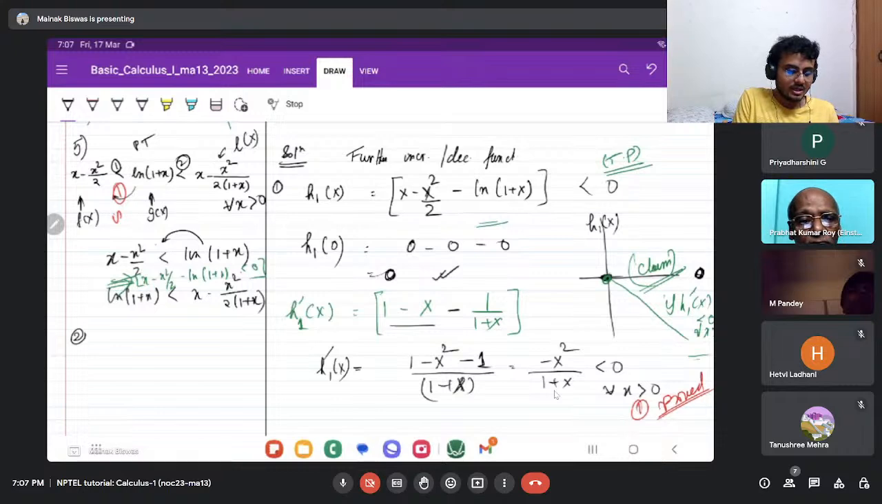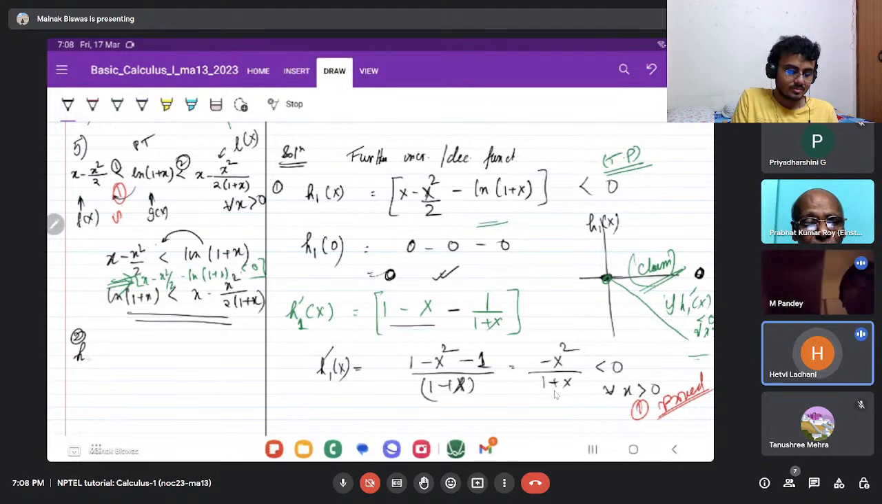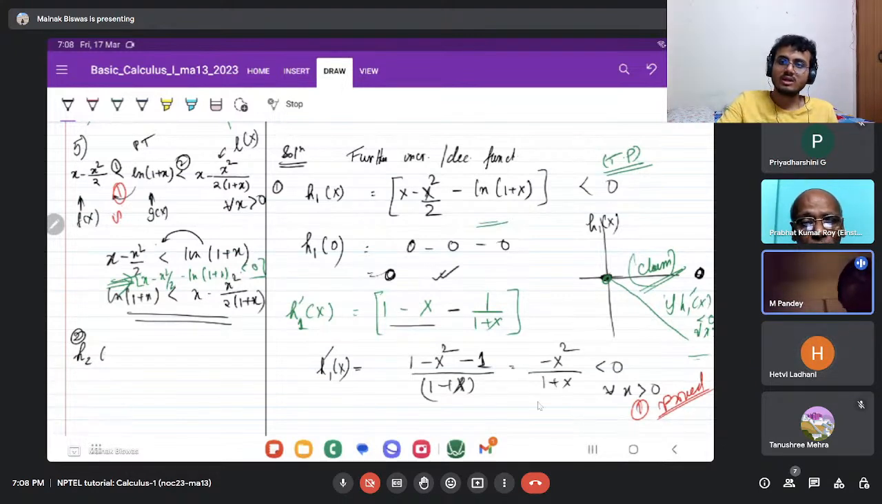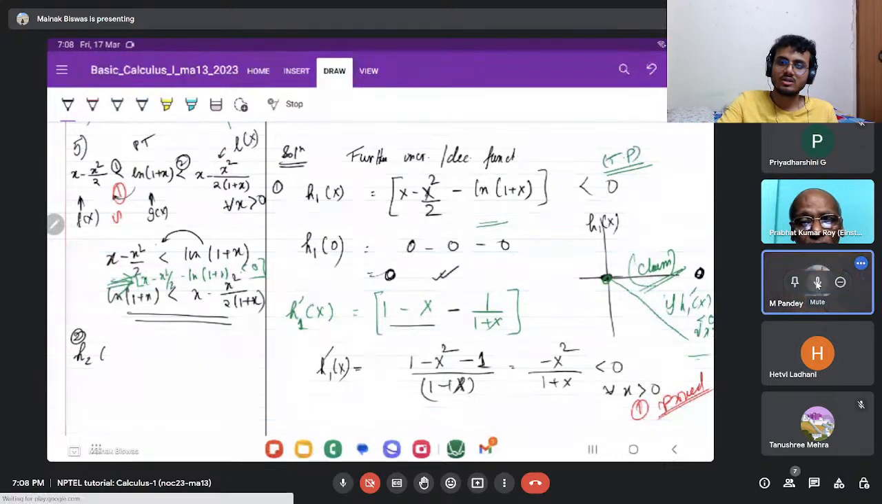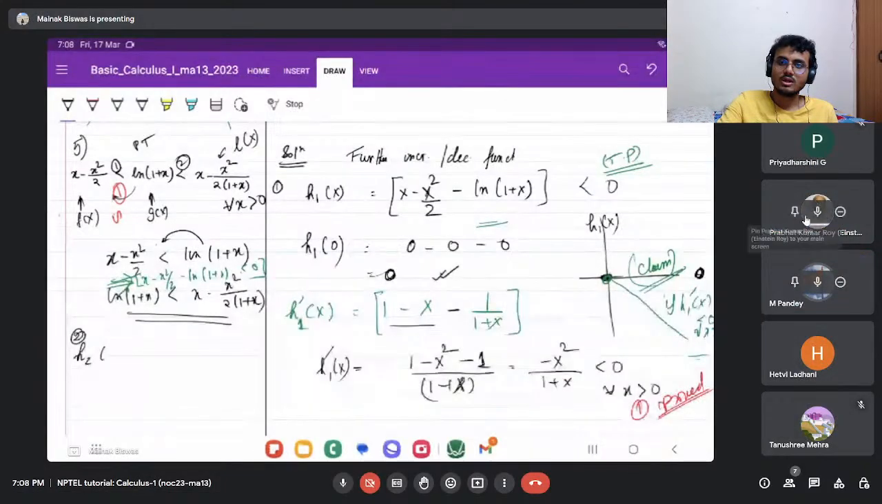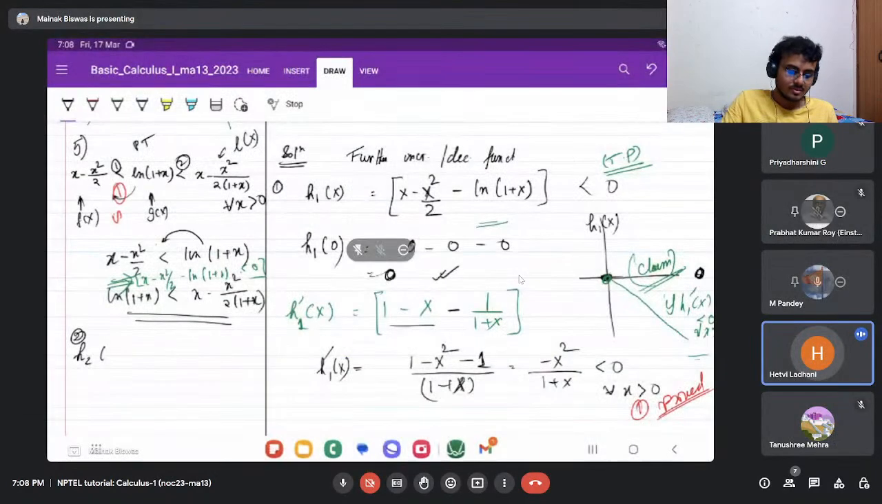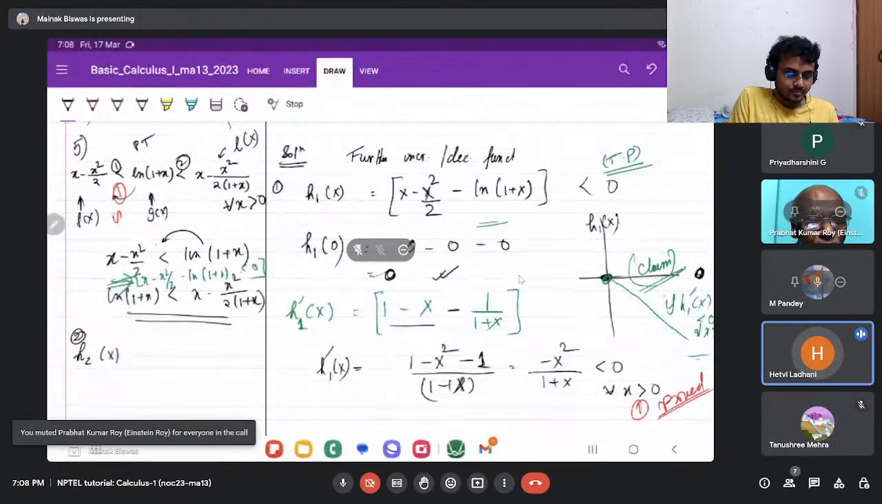Second inequality I need to show is this one. What function will I take? Suggest a function, go ahead. x minus x square by 2, 1 plus x. Hedvi is going ahead; she started first, let her finish. x minus x square by 2, 1 plus x minus ln 1 plus x greater than 0.